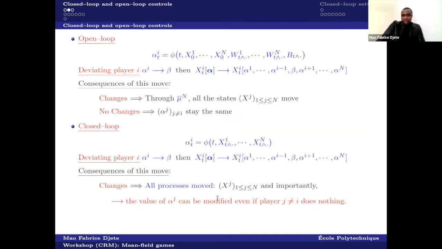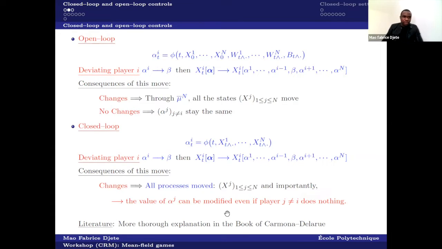And importantly, the value of alpha j can be modified even if player j does nothing, because as the map depends on the position of the players, naturally, even if all the players use the same map, there is some move over the controls. So there are a lot of moves in the situation of closed loop. And naturally, you can imagine that as all the controls are going to move, the empirical distribution, as we consider the empirical distribution of state and controls, has many additional moves that happen in this situation. For a more thorough explanation, we can refer to the book of Carmona and Delarue.